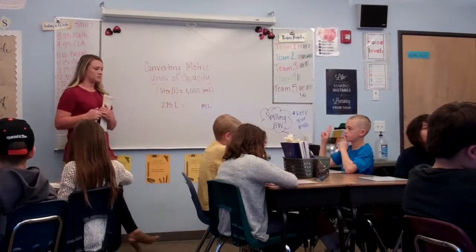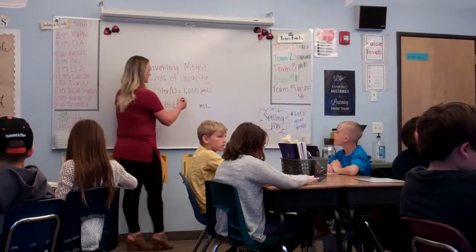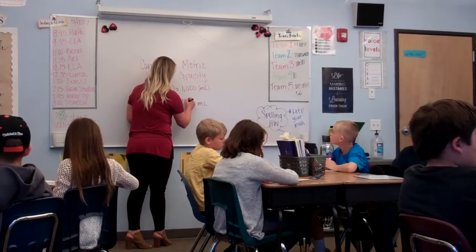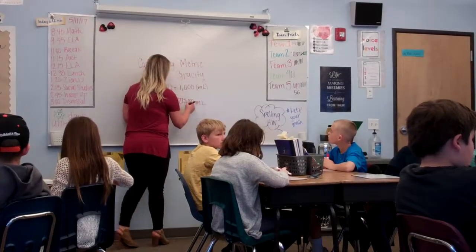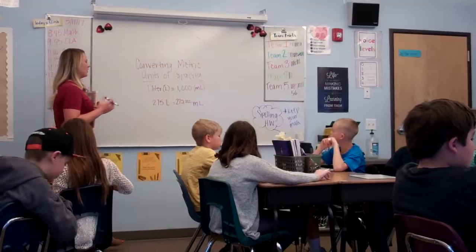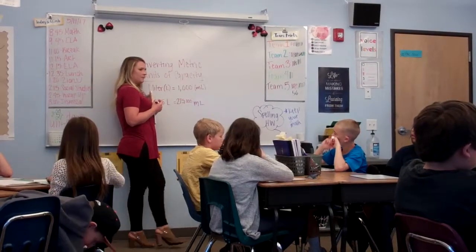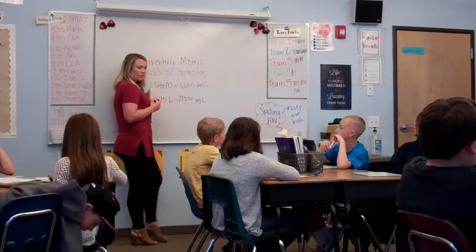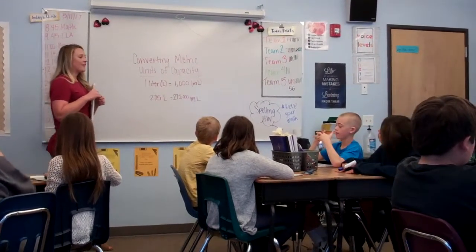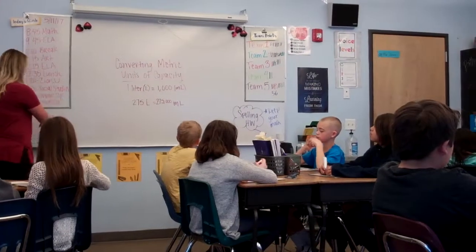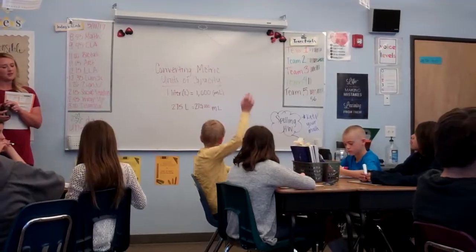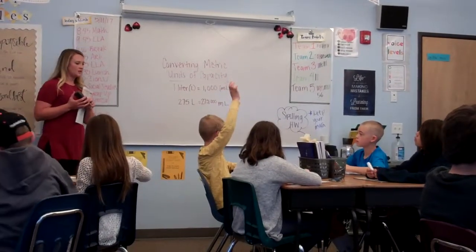I got 275,000. I got it by multiplying 275 by 1,000. Beautiful. Why did you decide to multiply it by 1,000? Because 1 liter equals 1,000 milliliters. So you knew you had to multiply it. Very good. Do I have any questions of why he chose to multiply it by 1,000 or why he chose to multiply instead of divide? Any questions about that, Samuel?